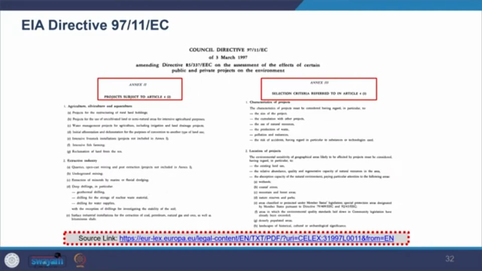So, because of these agreements, countries often set new screening arrangements, including new screening criteria. They would also establish minimum information requirements. Here you can see how they are going to look at agriculture, silviculture and aquaculture, and the extraction industry. You can see it in Annexure 2.